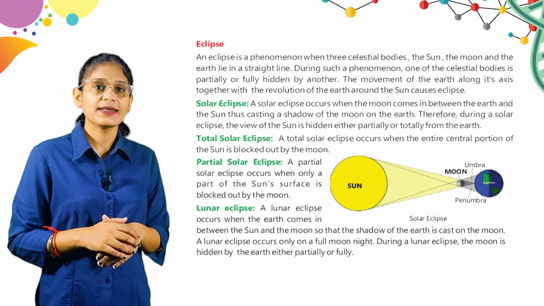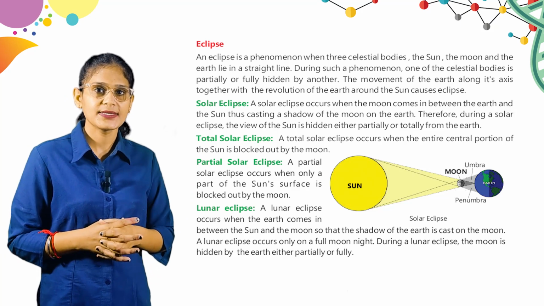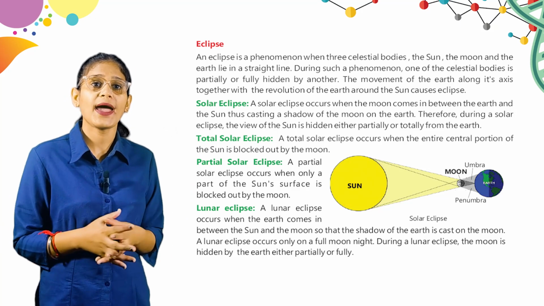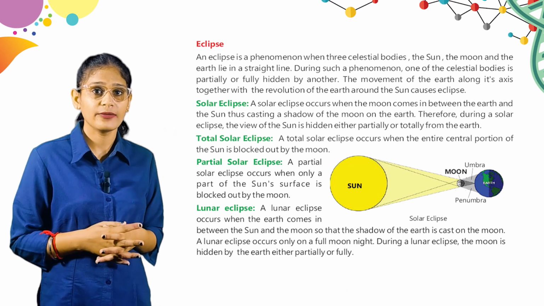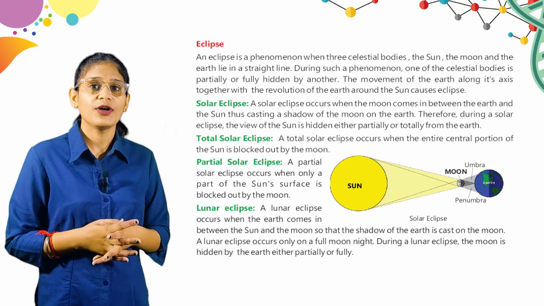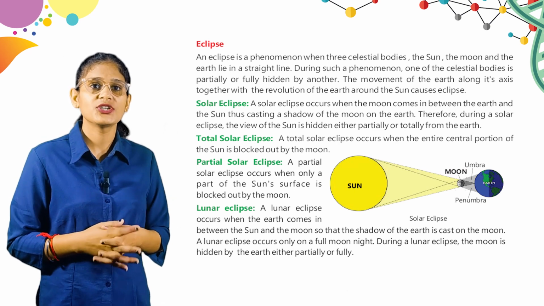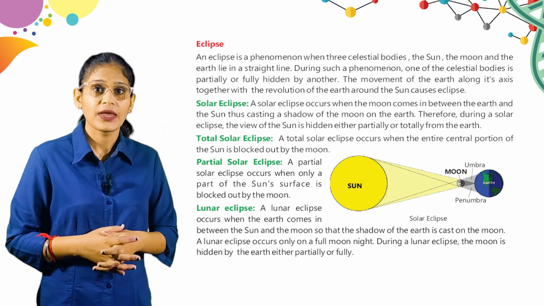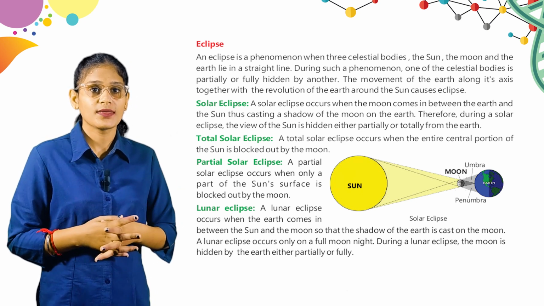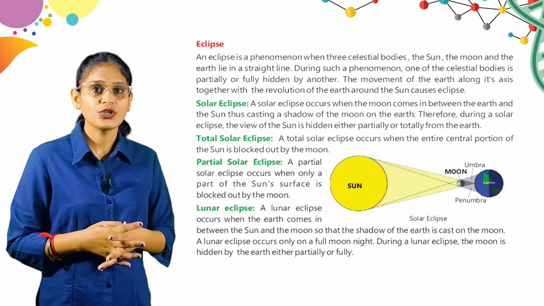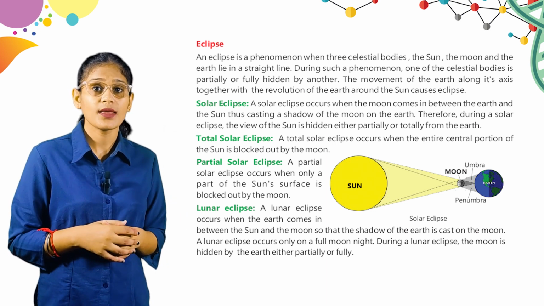Now we have eclipse. An eclipse is a phenomenon when the celestial bodies, the sun, the moon and the earth lie in a straight line. During such a phenomenon, one of the celestial body is partially or fully hidden by another. The movement of the earth along its axis together with the revolution of the earth around the sun causes eclipse.